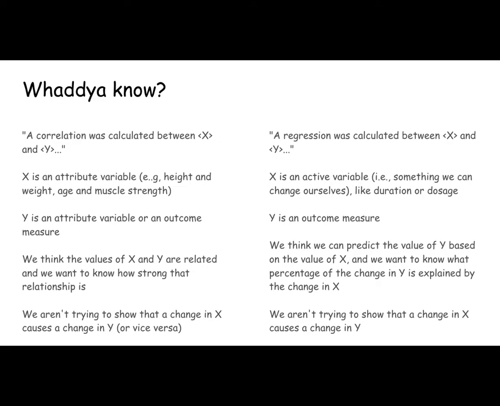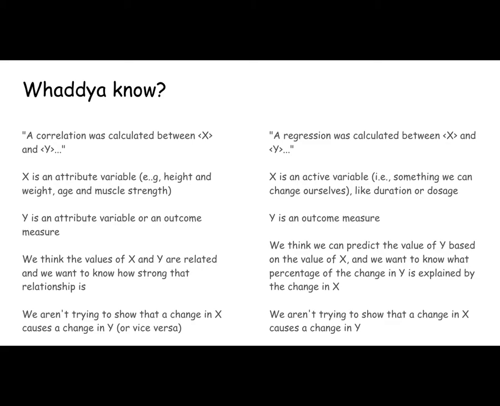So if we're looking at age and muscle strength from an intervention standpoint, we might want to know, was the ending muscle strength correlated to the age of the participants? Did older participants end up with less muscle strength than younger participants? What the authors are also telling you is they think the values of x and y are related, and they want to know how strong that relationship is, but they aren't trying to show a causal relationship, that a change in x causes a change in y.